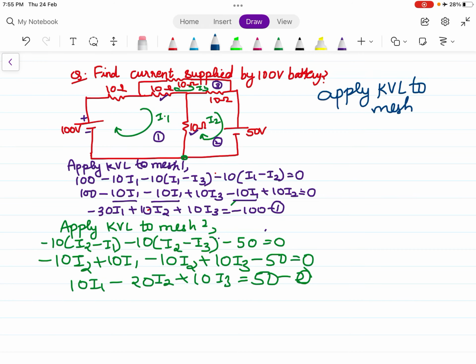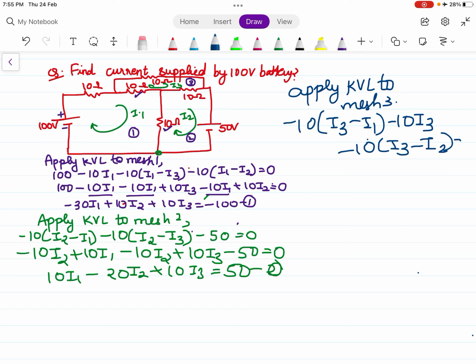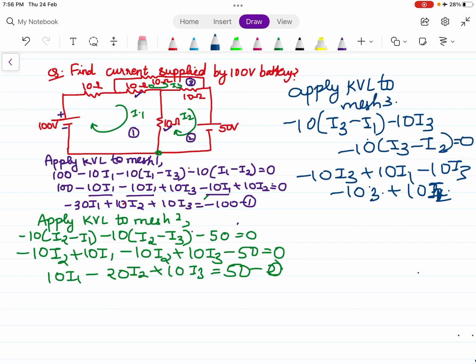Next I'll apply KVL to mesh 3. When I apply KVL to mesh 3, I get minus 10, applying it to mesh 3, so I3 current will be greater than I1, minus 10 (I3 minus I1), minus 10 (I3 minus I2) equal to 0. So minus 10 I3 plus 10 I1 minus 10 I3 minus 10 I3 plus 10 I2. So 10 I1 plus 10 I2 minus 30 I3 equal to 0.